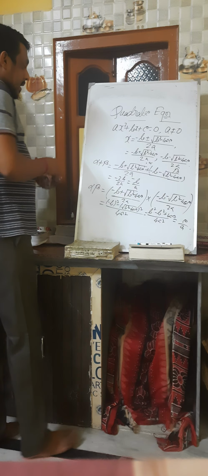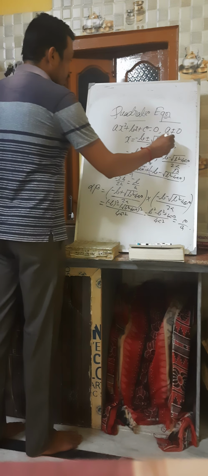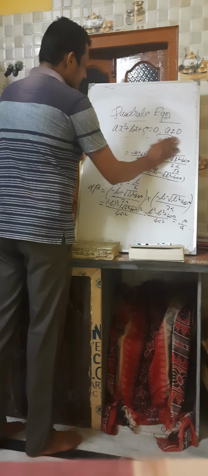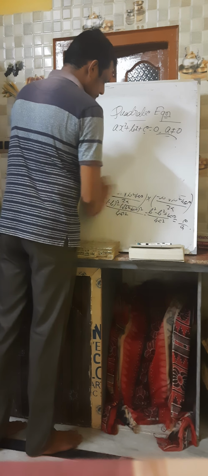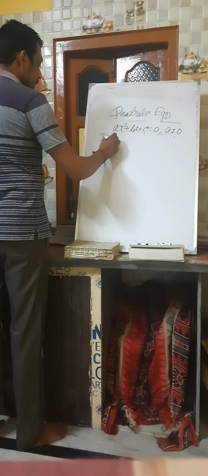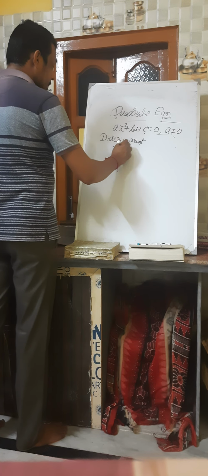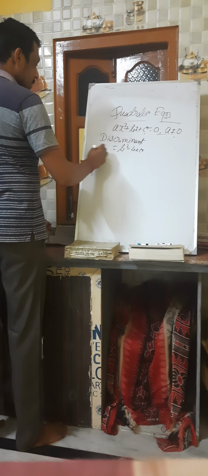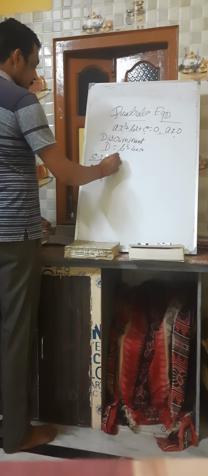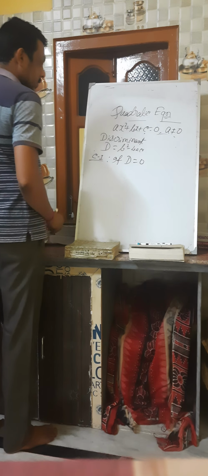Now move to the next term, this term. We call it the discriminant. Now, how are you able to find the nature of these roots? The key term is the discriminant, which is b square minus 4ac. We mark it as D. Condition 1: if D equals 0.